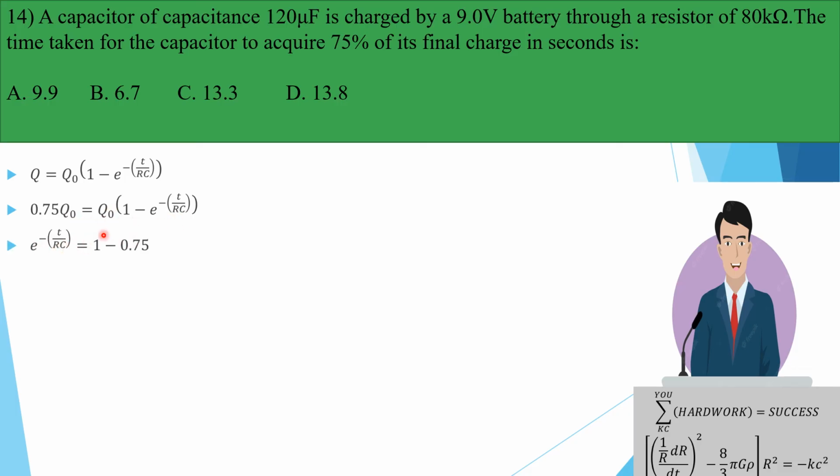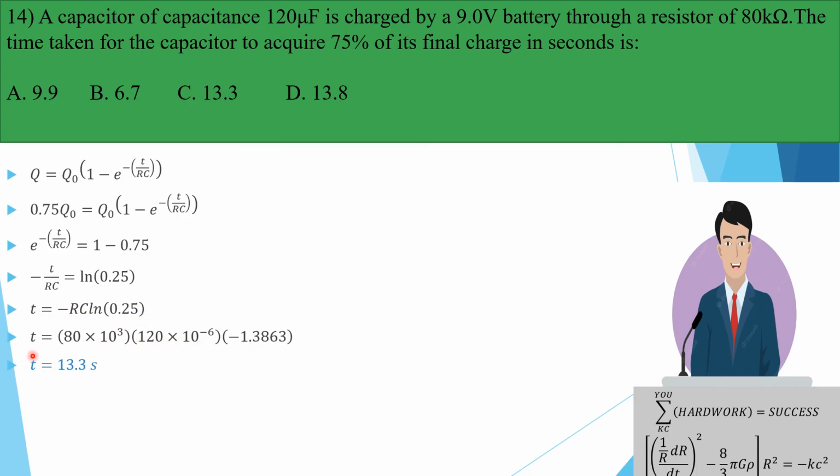So we can divide all through by Q naught, and then make this the subject. If we make negative t over RC the subject by taking ln on both sides, you have this. So our time becomes negative RC ln of that, but ln of that again is this answer. So you substitute, and then time is 13.3 seconds. So our answer is C.